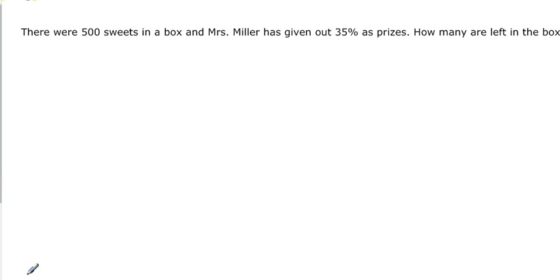There are 500 sweets in a box, and Mrs. Miller gave out 35% of them as prizes. How many are left in the box? So if there's 500 sweets, that means that's a total amount, so that's the whole there. And we have our percent. And if I go back and take a look, that means I'm missing my part, it's asking me how many are left. So if 35% were given out, that means 65% were left. So you could use either one of those ratios.